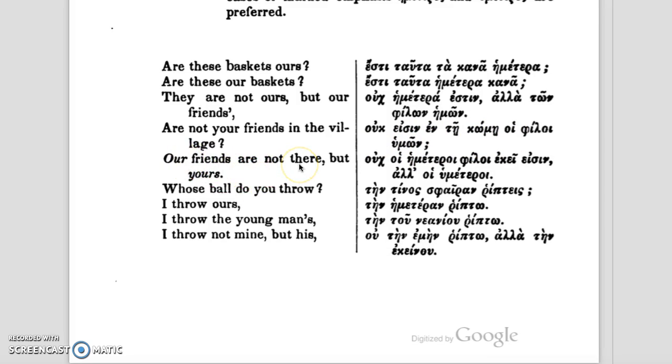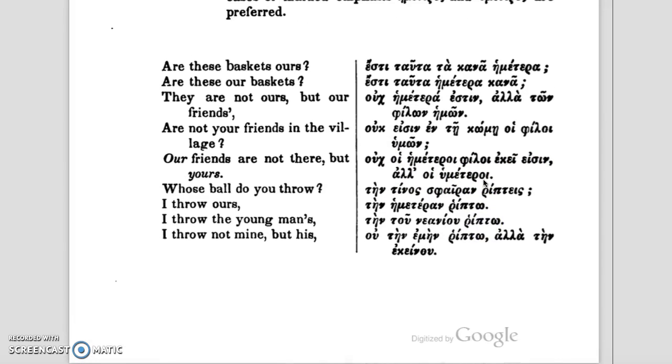Our friends are not there, but yours, we would say, but yours are. Uk iu emetteriu filiu, εκεί isin, al iu emetteriu. Not the our friends there are, but the yours. So not our friends, there are, but the yours.